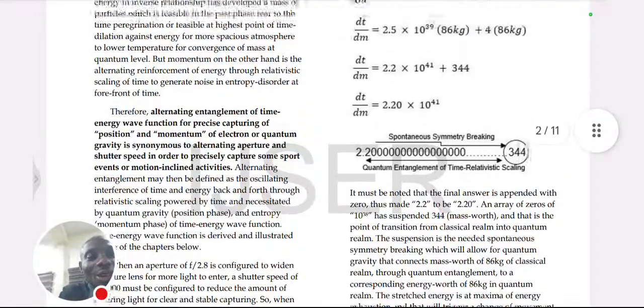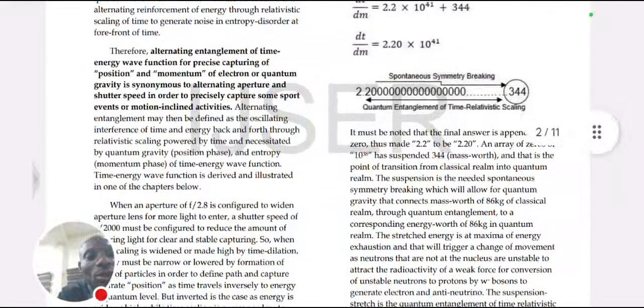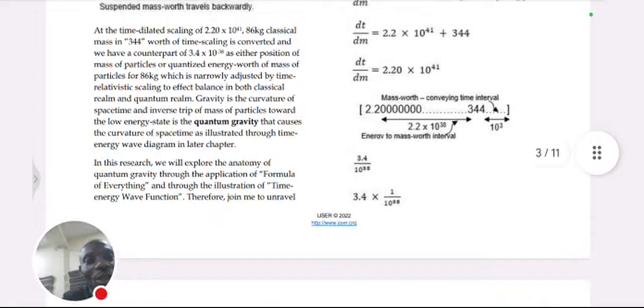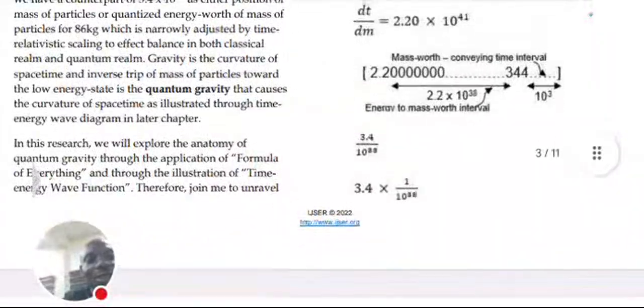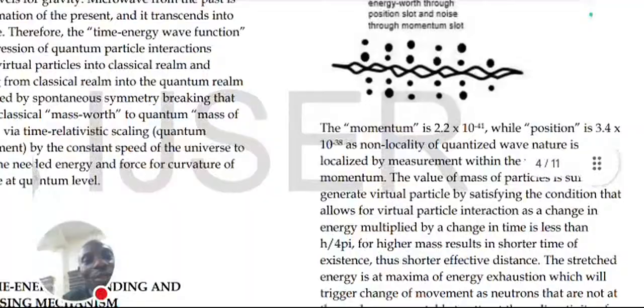Okay, so now applying it, we have this suspended zero, this 344. You understand? Now see how this is how to implement manual annihilation. So you can see it clearly right here, more clearly. So that is how formula of everything is implemented.